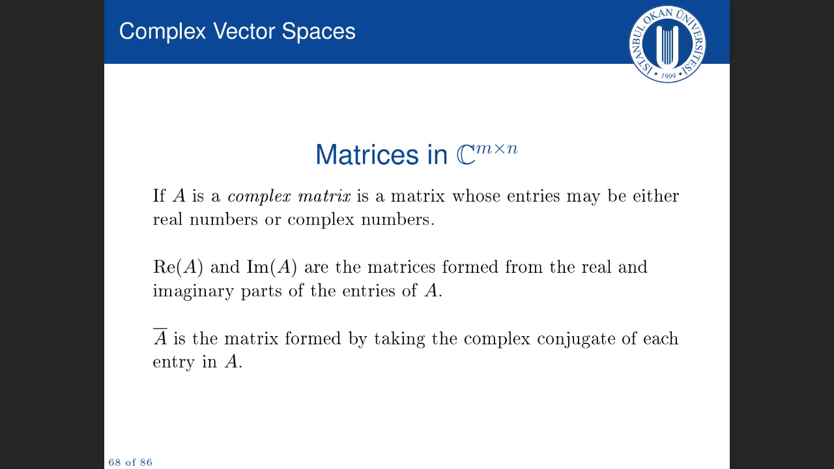We can also talk about complex matrices. The set of all m by n complex matrices is going to be C^(m×n). If A is a complex matrix, it's a matrix where the entries can be either real numbers or complex numbers.